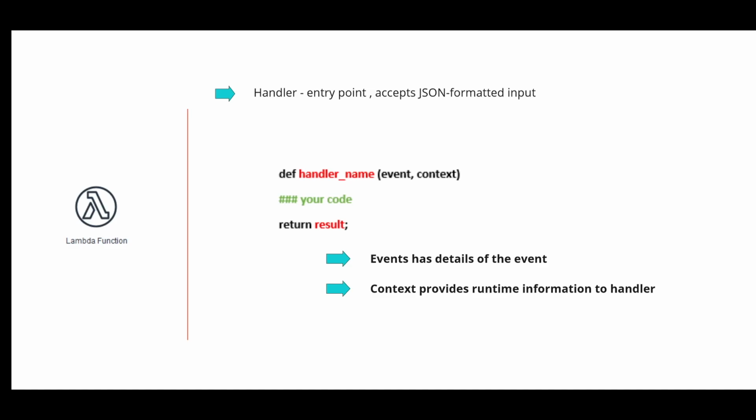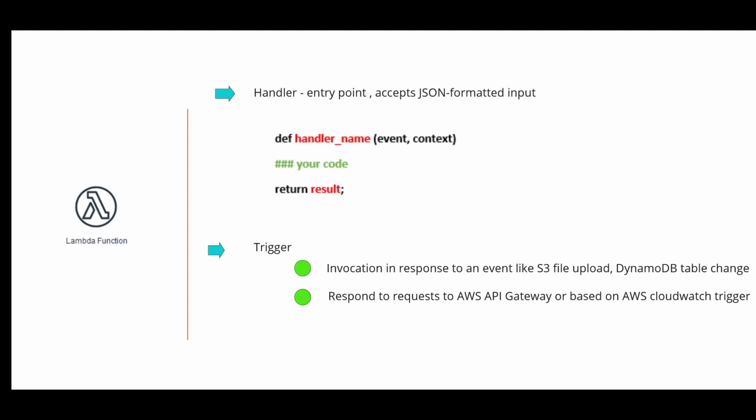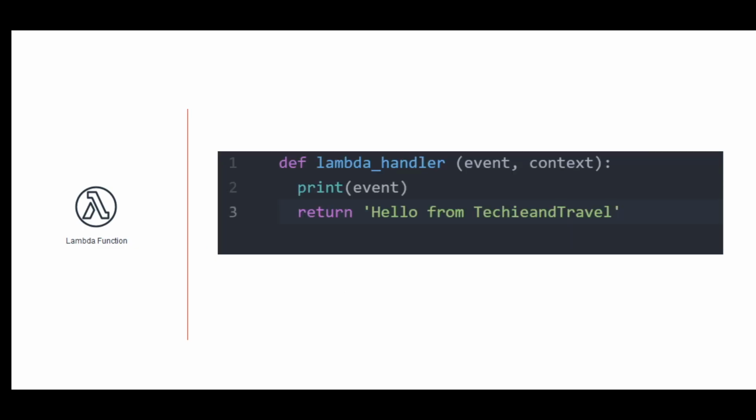Once a function is written, the most important thing is a trigger. A function can be invoked or triggered every time there is an upload to S3, for example, or a DynamoDB table change. Or the function can respond to requests such as to API Gateway or based on some CloudWatch trigger. These Lambda functions need to be packaged and sent to AWS. This is usually a process of compressing the function and all its dependencies and uploading it to a bucket, and then letting AWS know that we want to use this package when a specific event takes place.